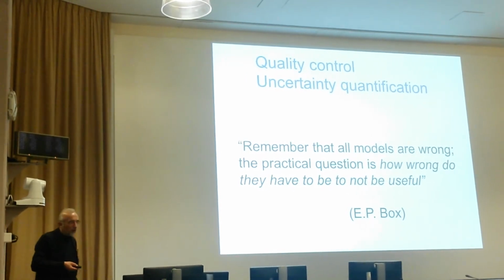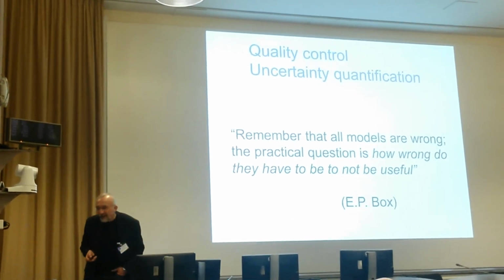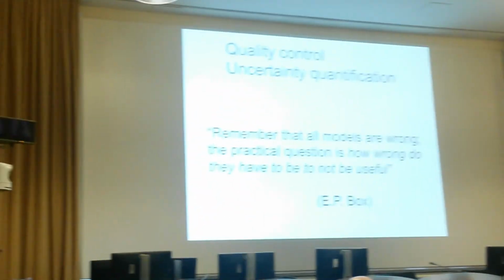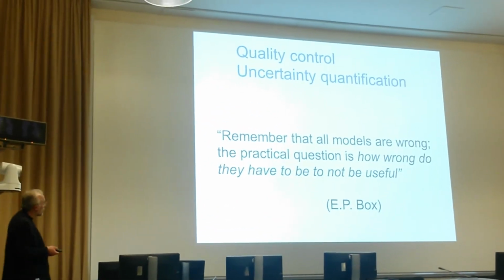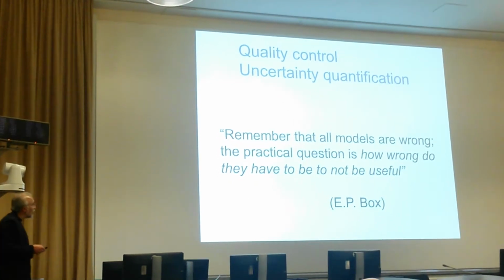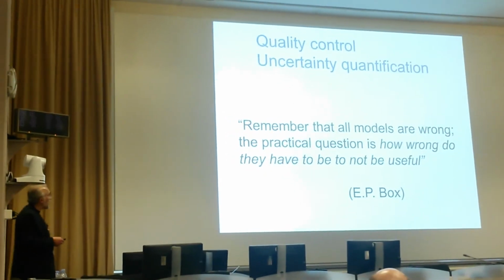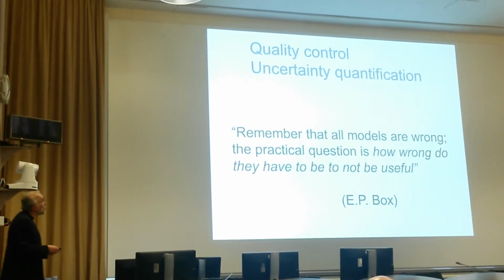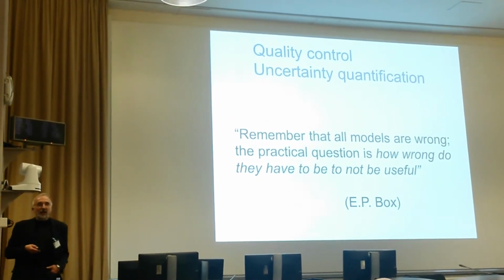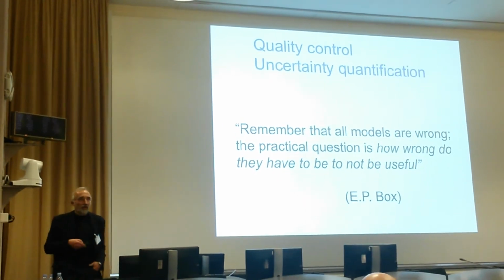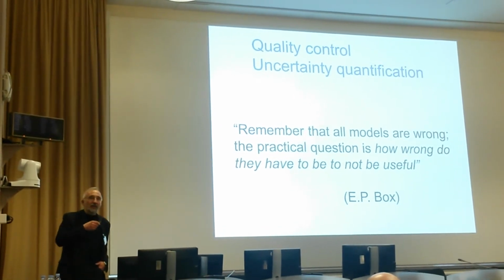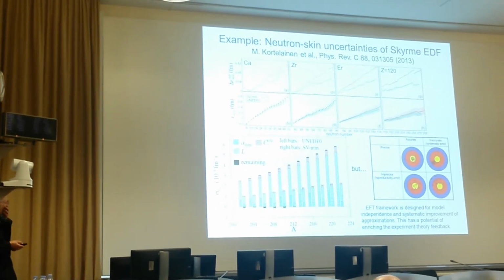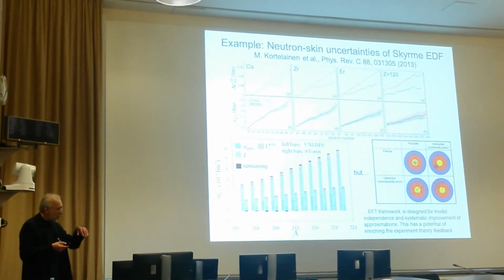So I would like to say a few words about the quality control, and this quote from British statistician G.E.P. Box is actually very relevant. Remember that all models are wrong. The practical question is, how wrong do they have to be to not be useful, okay? So sometimes it takes us a lot of effort, theoretically and experimentally, to eliminate wrong physics, okay? So I have a few examples to show here.